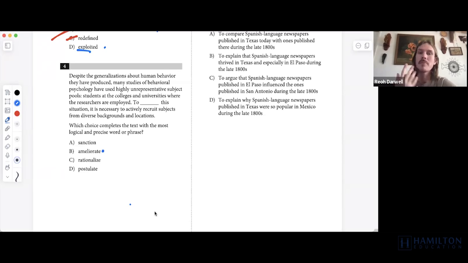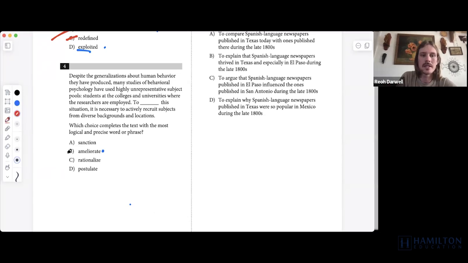So ameliorate perfectly fits the context. If you know that word, you're going to get this every single time. If you don't know that word, you're going to get this right maybe occasionally, right? Because the second thing I wanted to say, this is a really good situation in which we can use the process of elimination to arrive at answer choice B, ameliorate, even if we don't know what it means, okay? But in my ideal world, you do know what this means. You just get the answer because you've studied your vocab.